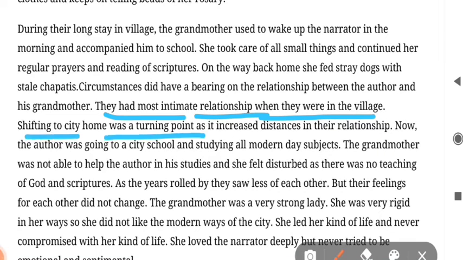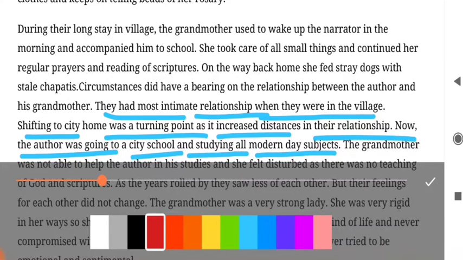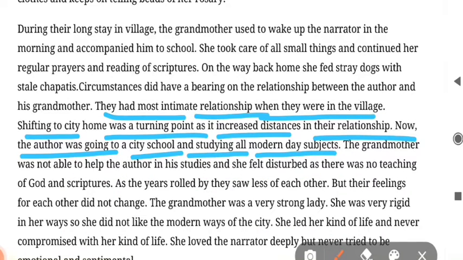Shifting to the city was a turning point as it increased the distance in their relationship. Now the author was going to a city school and studying all modern-day subjects. So there is a question always asked in your exams, what was the turning point for the relationship of the narrator and his grandmother. So you have to say that shifting to the city, their migration to the city, was the turning point, as the author was going to a city school and studying all the modern subjects, right?